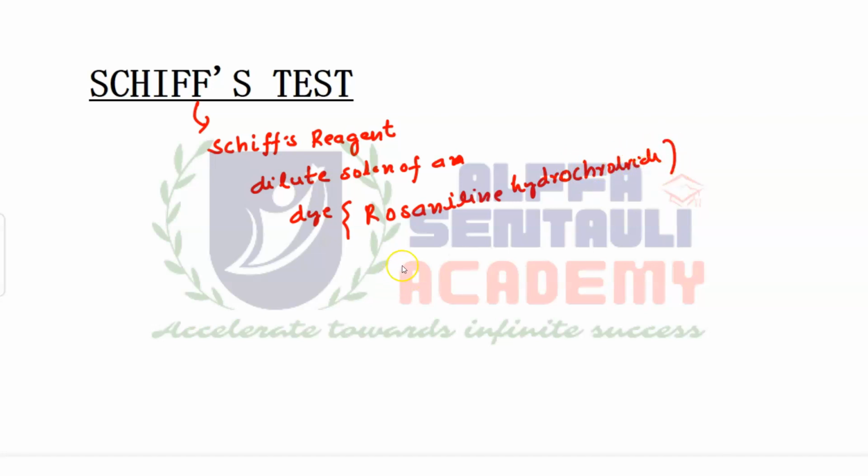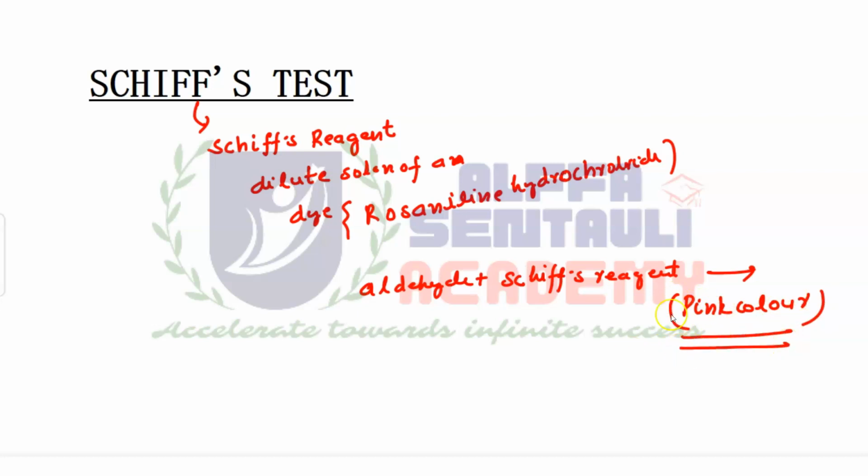What is special about this reaction is that if you take any aldehyde and add this reagent, Schiff reagent, which means rosaniline hydrochloride, to the compound, it will give you a pink color. So if you notice a pink color after adding Schiff reagent to an unknown compound, this gives a confirmatory test that the compound contains a carbonyl group which is known as aldehyde.